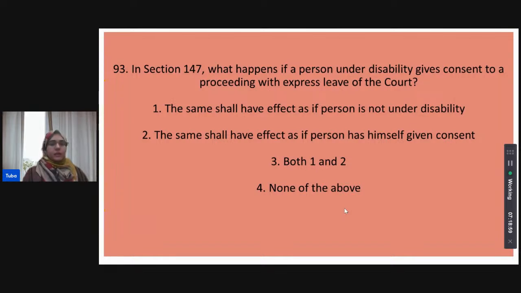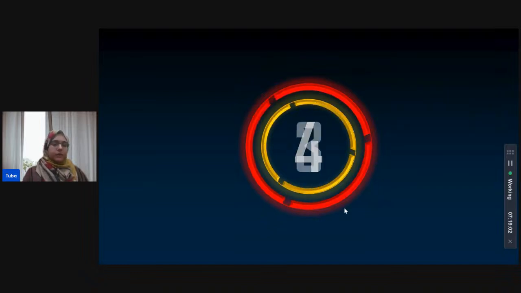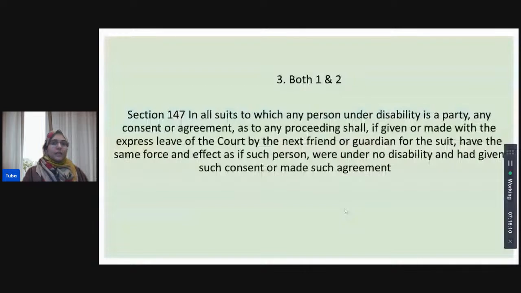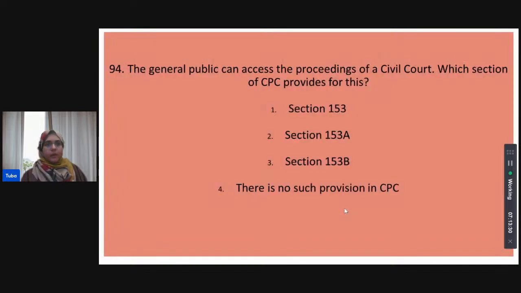Shaktisha thinks it will happen as if he has himself given consent. Aditya thinks both, and that is correct. So both are assumed out of it. It will operate as if it has been done by a person who is not disabled, and secondly, as if it has been done by a person who has himself given consent. So both can be presumptions out of the act of a person who has given consent or agreement with the express leave of the court.